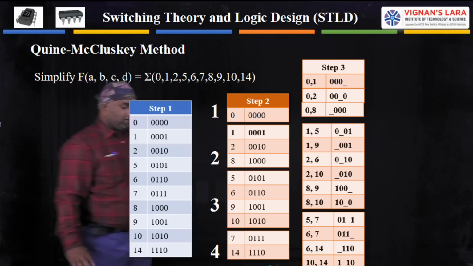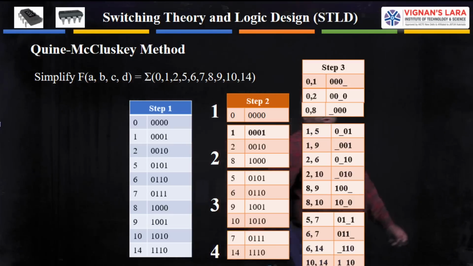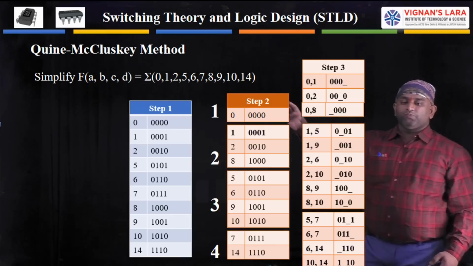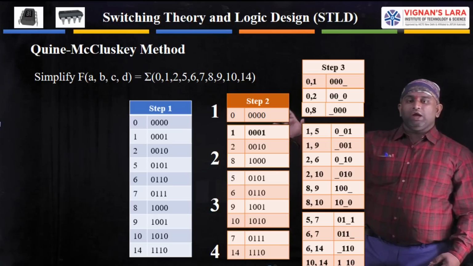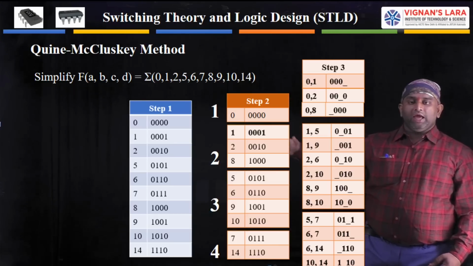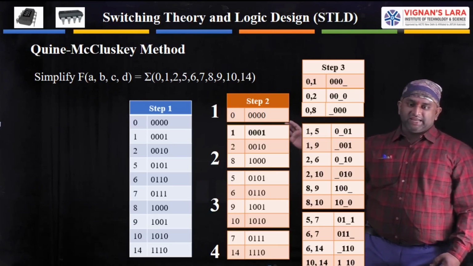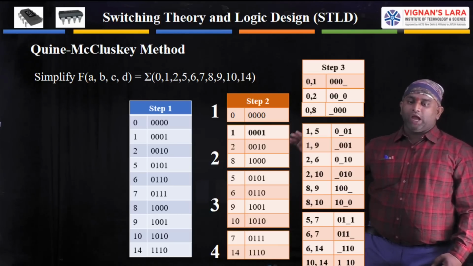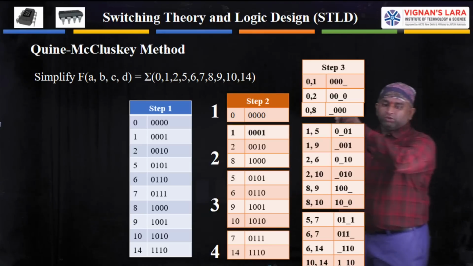So you can see here the groups clearly. The first group has only 4 0, and in the second group we have 1 to 8, and in the third group we have 5 6 9 10, and in the fourth group we have 7 comma 14. So these are the 4 groups.